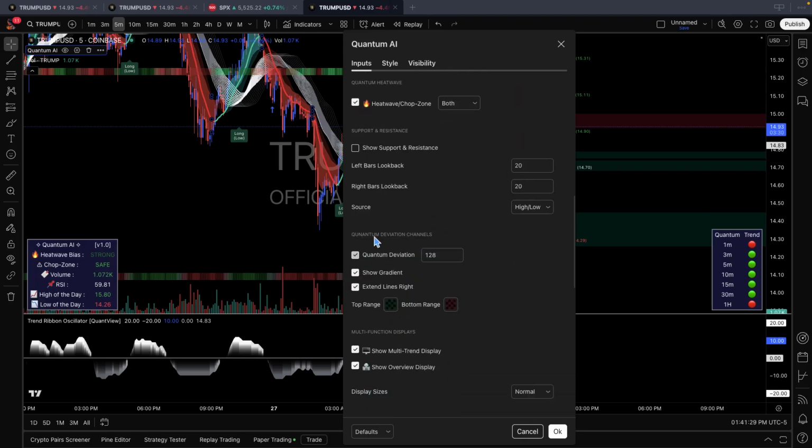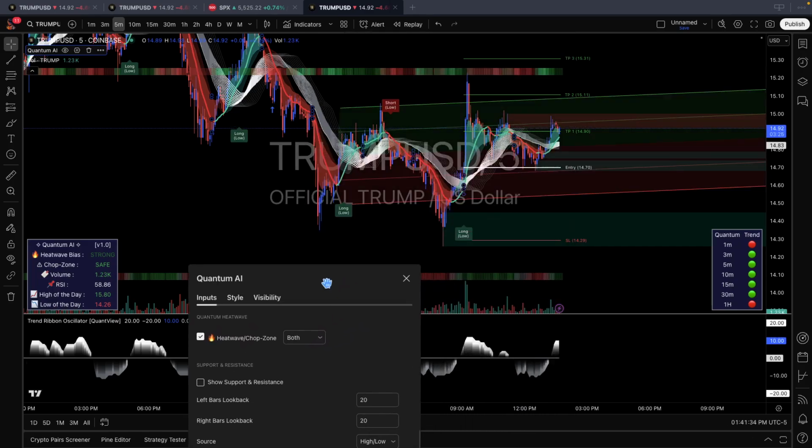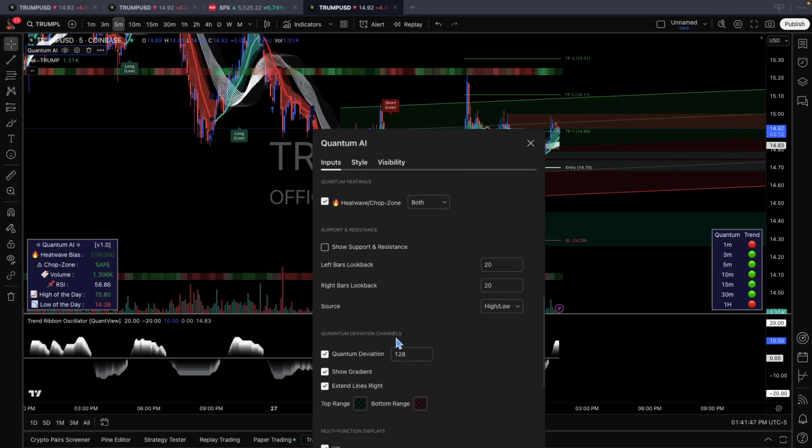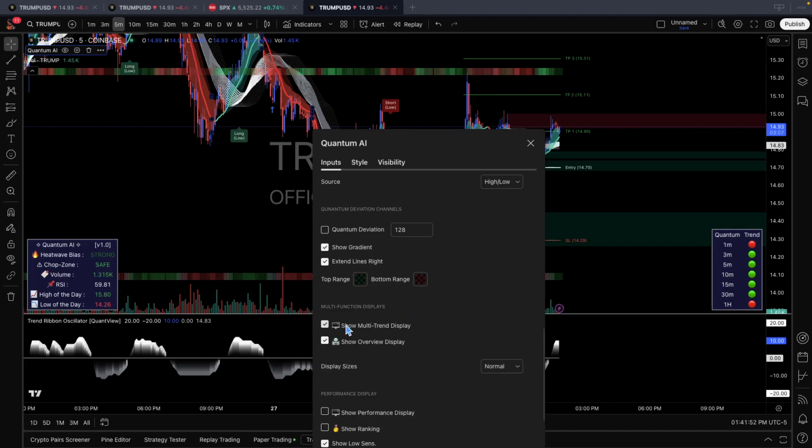The quantum deviation. So this is going to be like your standard deviations. Watch what's going to pop up. So basically your standard deviations, second and third to the bottom, same thing to the top. I don't typically use it personally. It's up to you. This is just going to show your multi-day trend display, which is this. So you can turn that off if you like, but I like to leave it on.